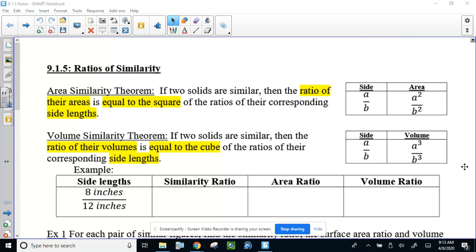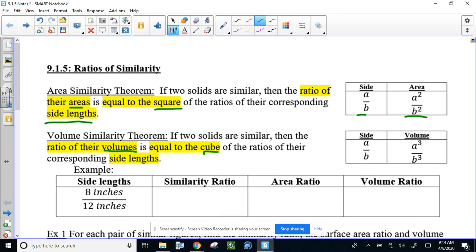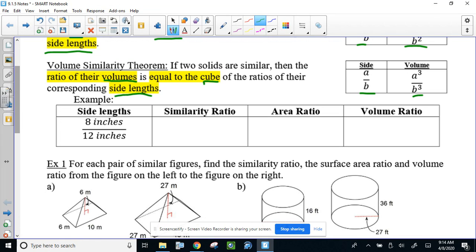All right. On our area similarity theorem, we've kind of already talked about this, so I've got it highlighted here just to make sure you know that whatever the ratio is, if the solids are similar, their areas are equal to the square of their side lengths. So if their sides were a over b, then their area would be a squared over b squared. And then the same thing here, if the solids are similar, then their volumes will be equal to the cube of their side lengths. So if their sides are a over b, then it's a to the third over b to the third. So I have a really quick example here.